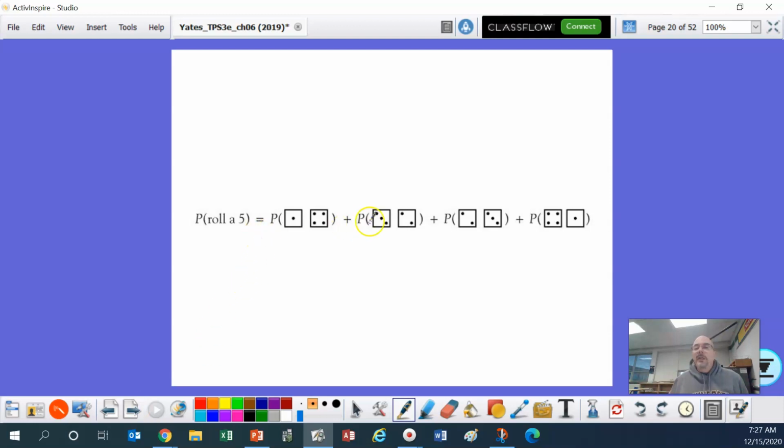All right, probability of rolling a 5. Okay, there's some notation. All right, let me go back. I want to do that PowerPoint, so let me pull in the PowerPoint. I'm going to go ahead and pause this and get that set up.